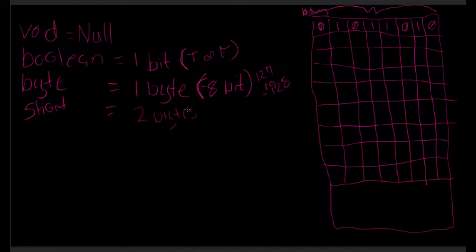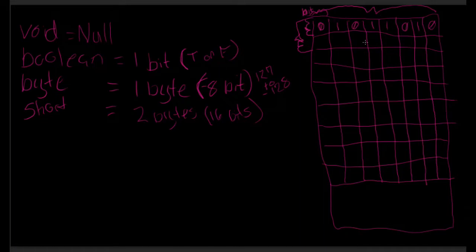2 bytes, and that's 16 bits. So as you can imagine, this would be a byte. Oops, the whole row is a byte. Then this, that is the ugliest curly brace I ever seen, would be a short.